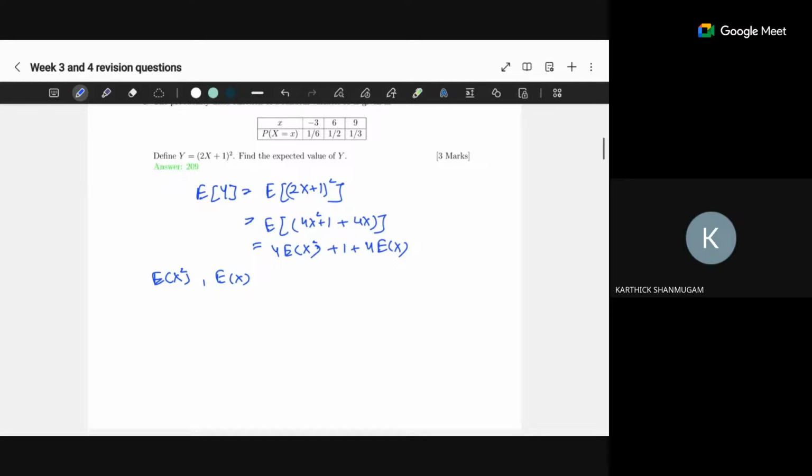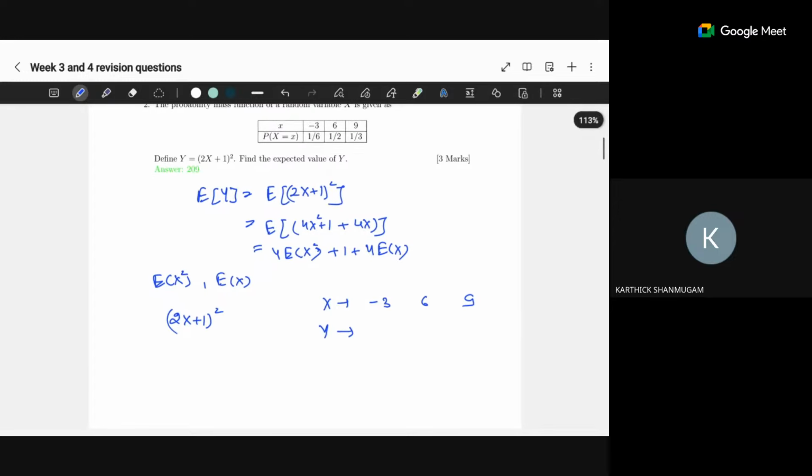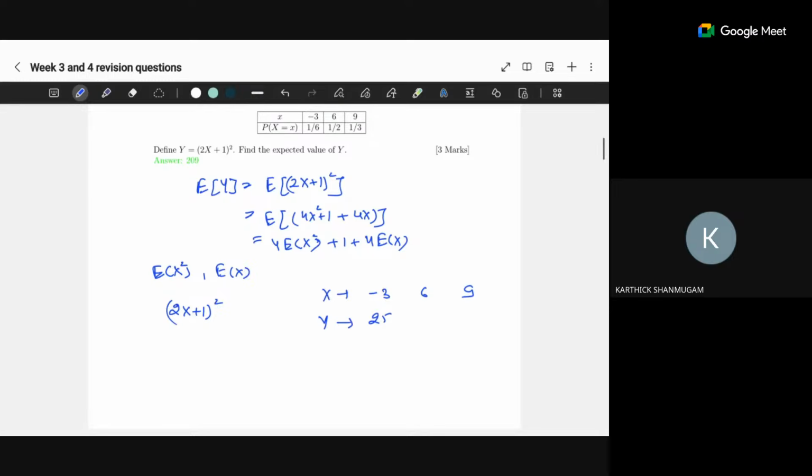Then the second method is to find the values of (2x plus 1) whole square. If my x is taking values -3, 6, and 9, what values will y be taking? For -3, it will be -6 plus 1, which is -5, and squared, 25. Then for 6, 12 plus 1 is 13, squared, 169. For 9, 19 squared is 361. So these are the values that y is taking, and the probabilities associated with them are 1 by 6, 1 by 2, and 1 by 3.